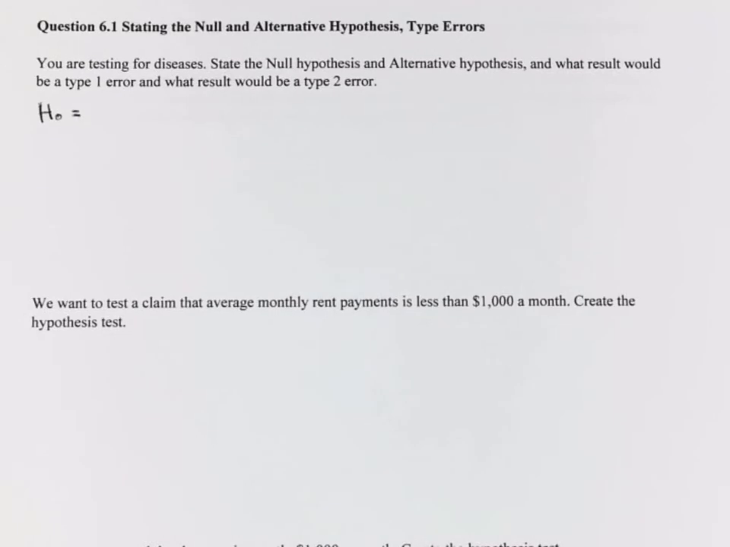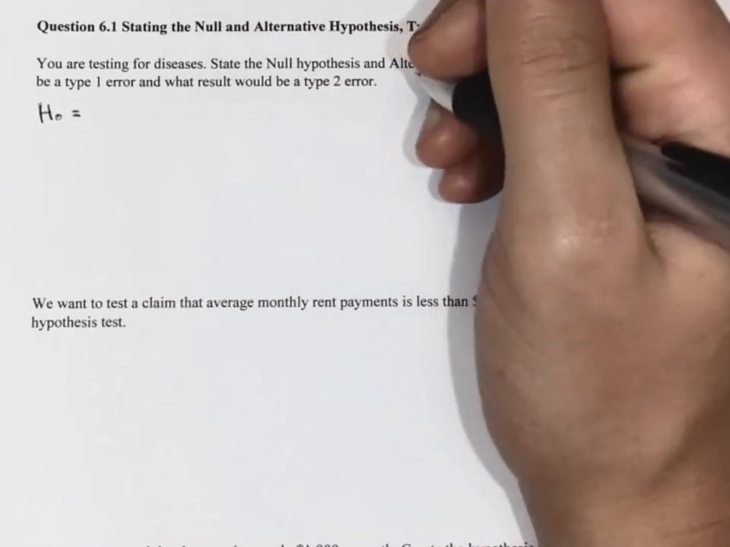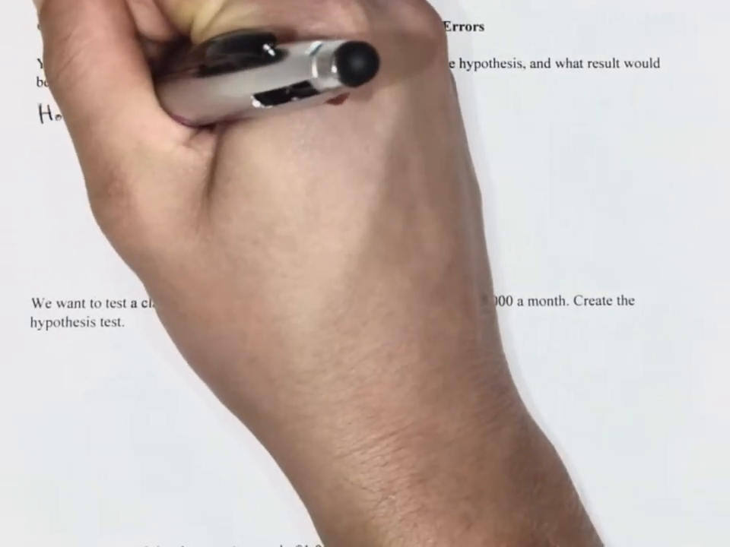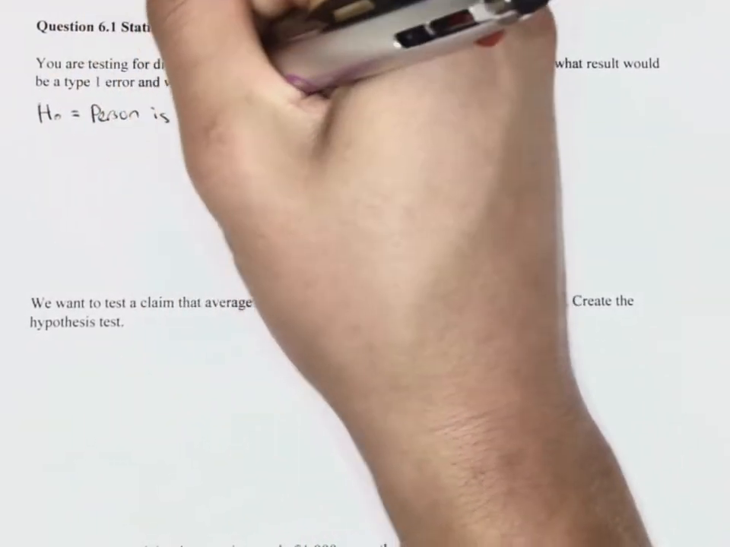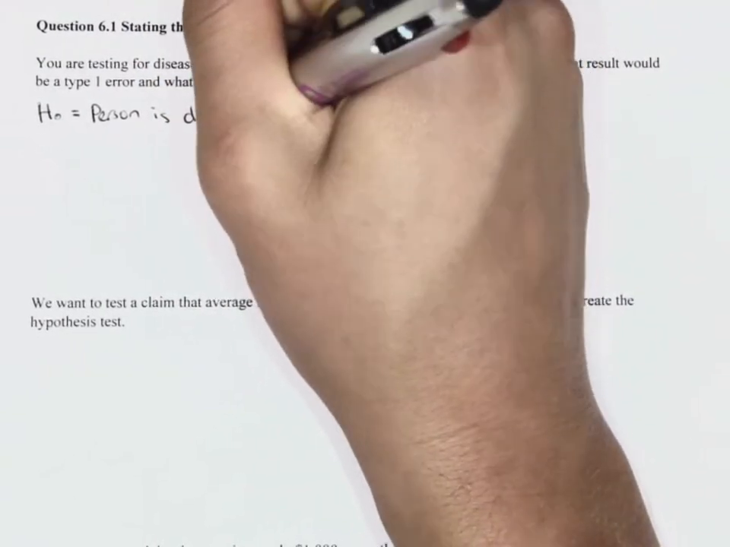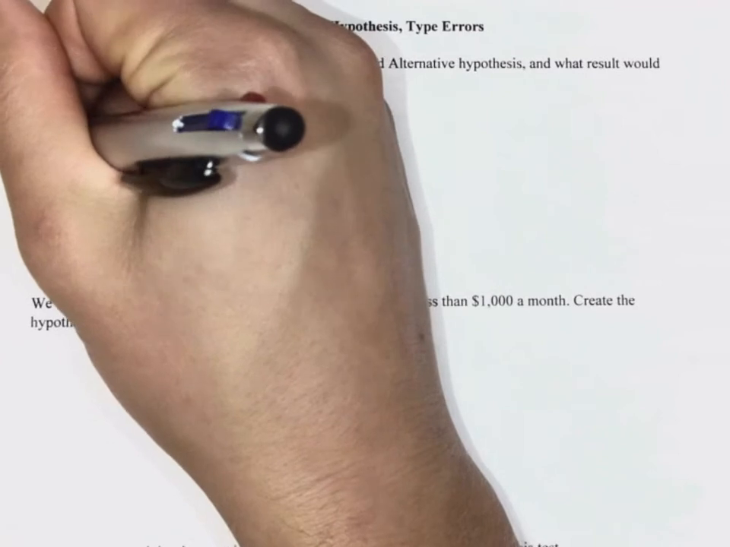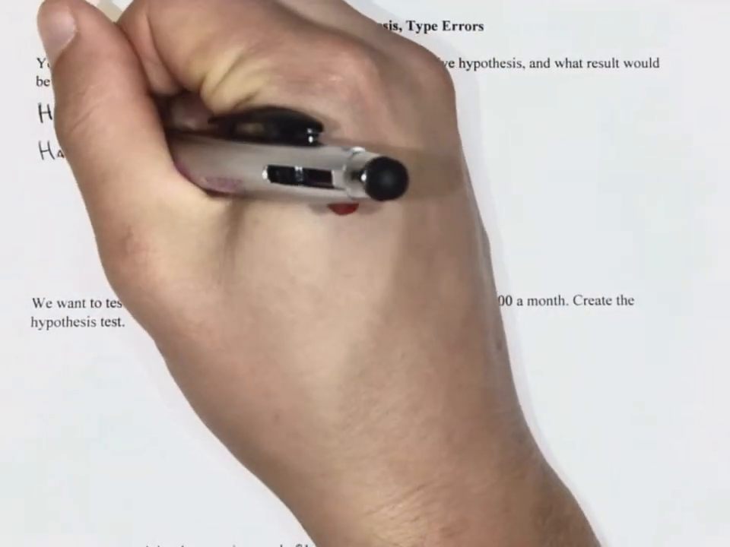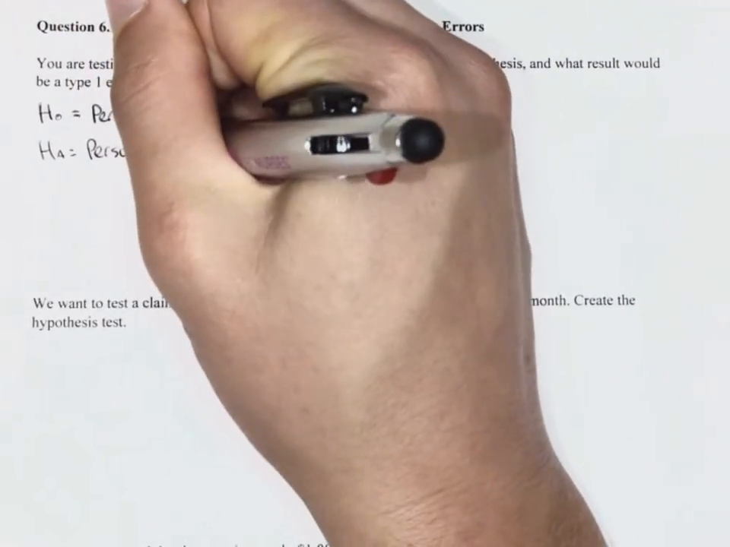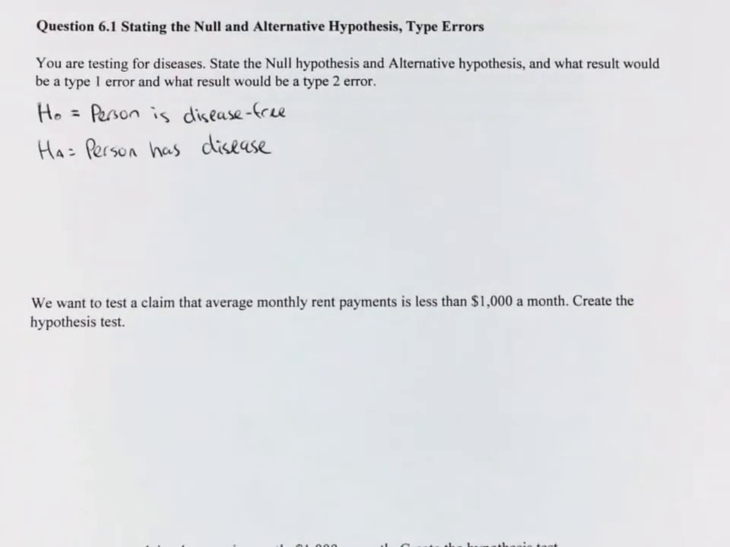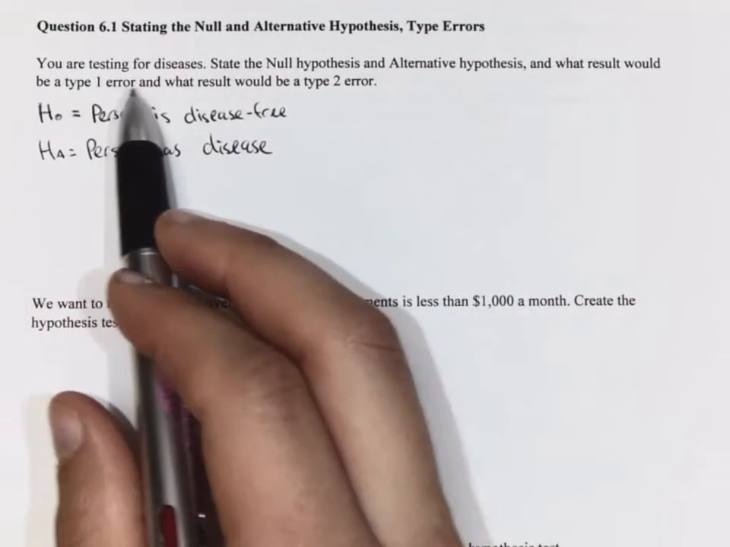So, in this case, our null hypothesis is the person is disease-free. Our alternative hypothesis would be person has disease. So let's have a look at how we can get a type 1 and a type 2 error.